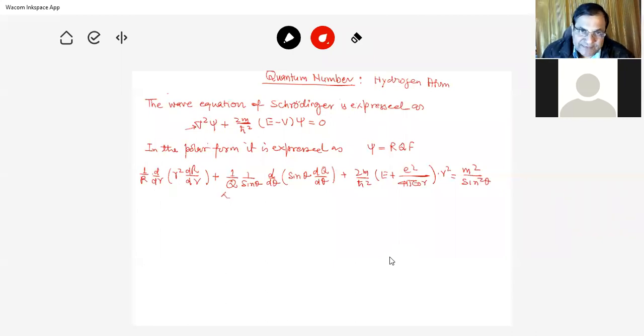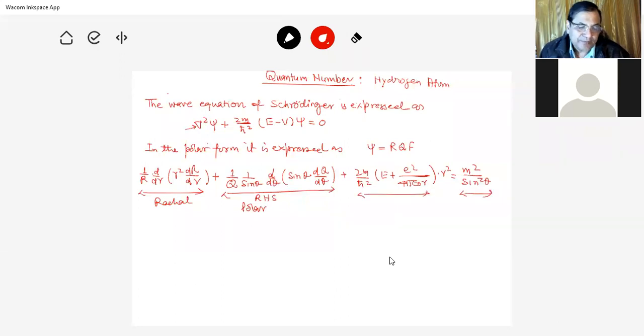So if we transfer this part to the right hand side, here this part is the radial part. This is polar part. And again, this is the radial, and here is the constant polar part. So we have already discussed the radial part.